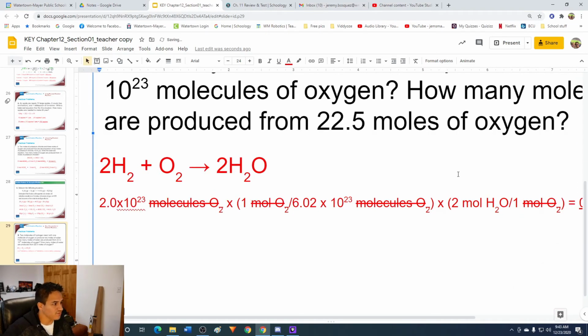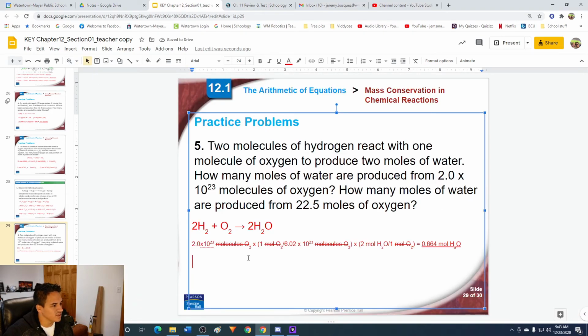Now that was only the first half of the problem, because the other half of the problem is how many moles of water are produced from 22.5 moles of oxygen. So the second half of the problem is saying if you have 22.5 moles of O2, how many moles of H2O can you make? So it's just another conversion problem.